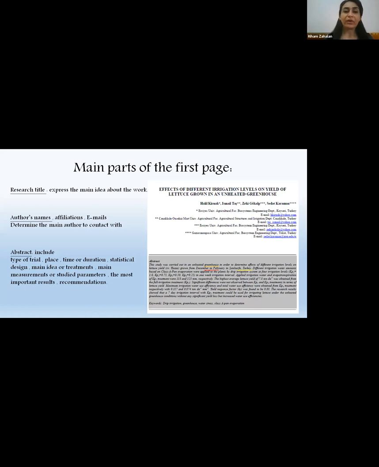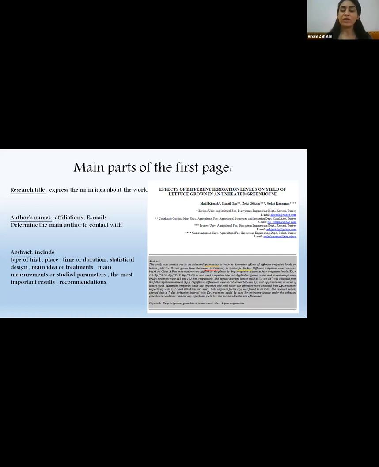I can get their emails if I want to contact them, if their topics or work are so similar to my work. I want their advices. I want to contact them for some information. I can find their emails, and I can find the main author of the research, the one who write this and the one I can contact with. After it, I will go through the abstract.